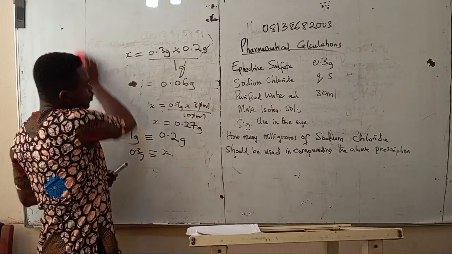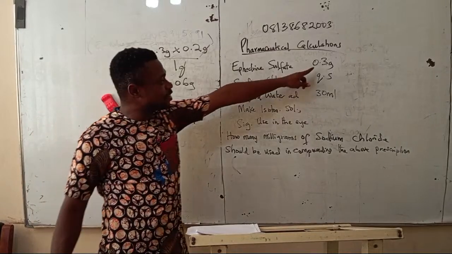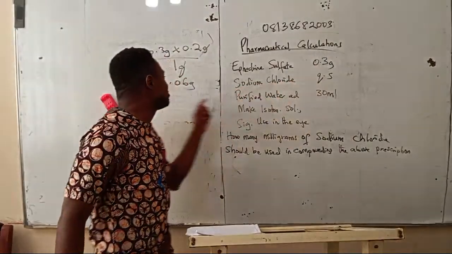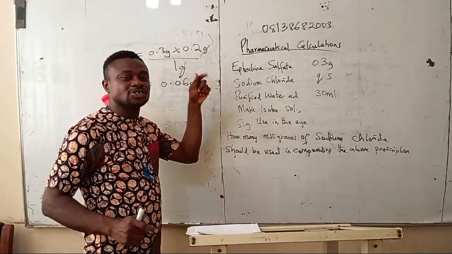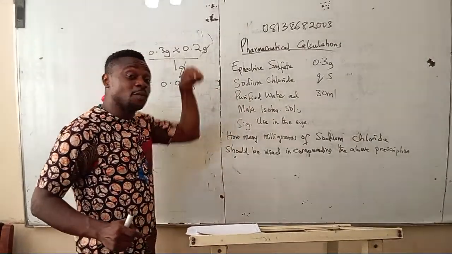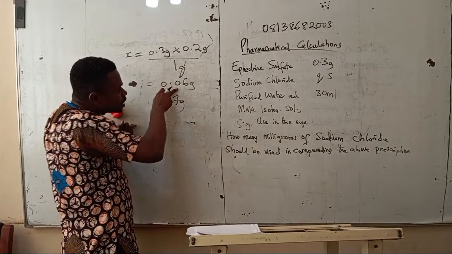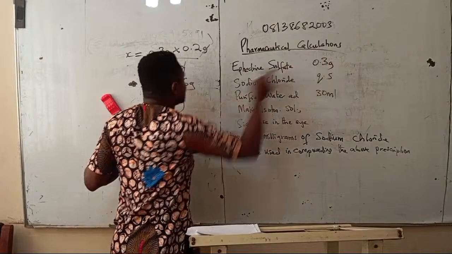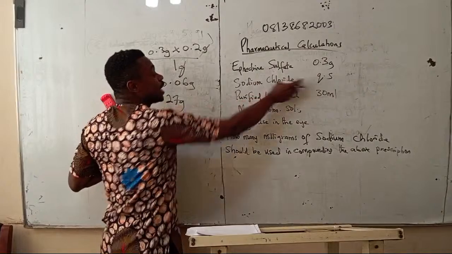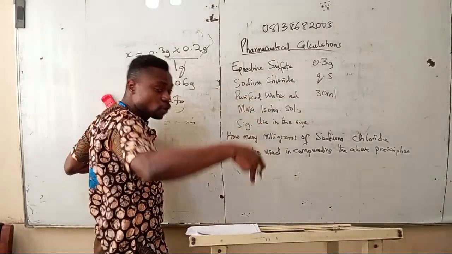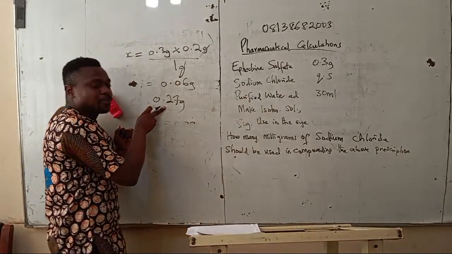0.06 gram. So if you look at this now, if you convert this ephedrine sulfate to sodium chloride, it's simply 0.06 gram. But for this to be isotonic, it must be 0.27 gram. But what the sodium chloride represents here is only 0.06 gram. What do we do? This shows that without this sodium chloride, this solution is hypotonic. So let's make it isotonic by bringing it up to 0.27 gram.